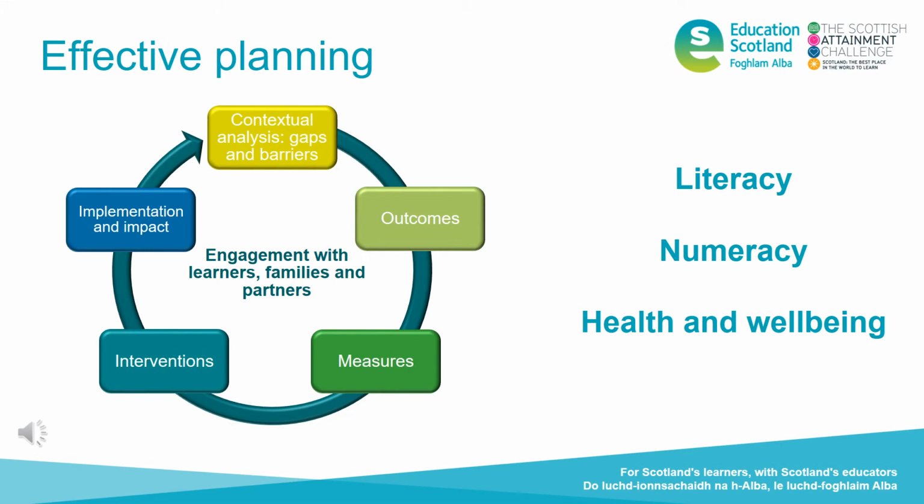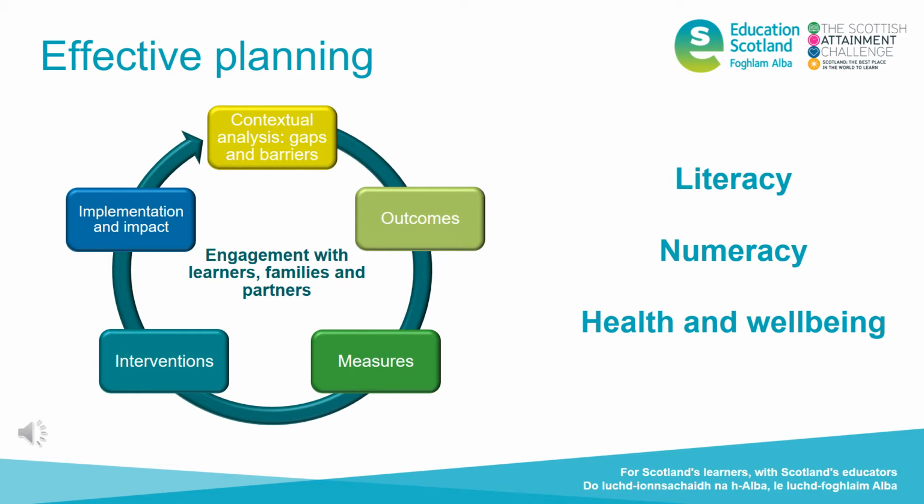When planning to tackle the poverty-related attainment gap, it's important to ensure a focus on all 5 elements from this diagram. Undertaking a contextual analysis will identify the gaps and help you to understand the underlying barriers to provide a robust rationale for your plan. Clearly articulated outcomes should then be identified, setting out the change you want to achieve. And for each outcome, a set of measures is required. Measures are the data that you will use to track the impact of your work and your progress in achieving your outcome.